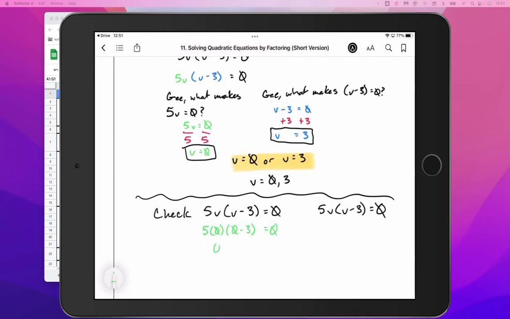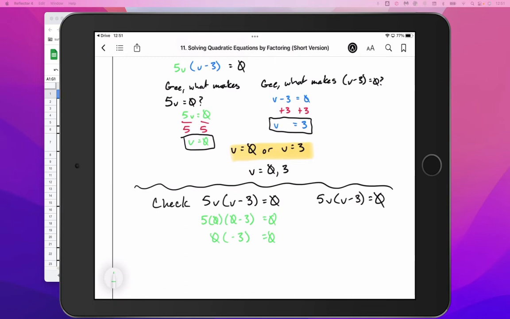5 times 0 is 0. 0 minus 3 is negative 3. And 0 times negative 3 is 0. So if we put 0 in, it causes the 5v to become 0, which causes the entire left side to become 0.